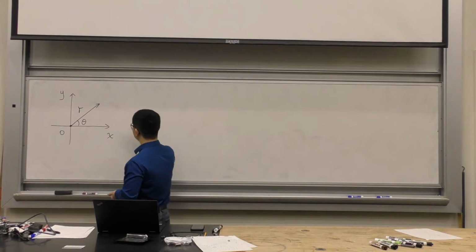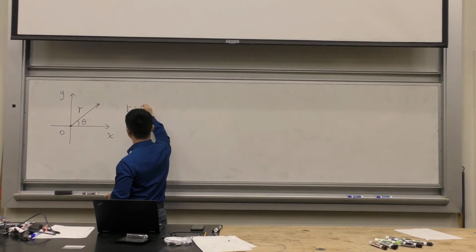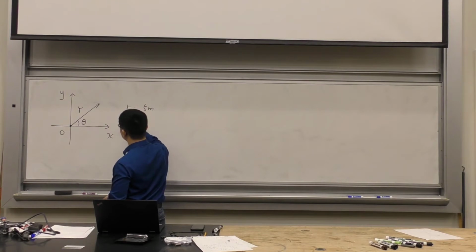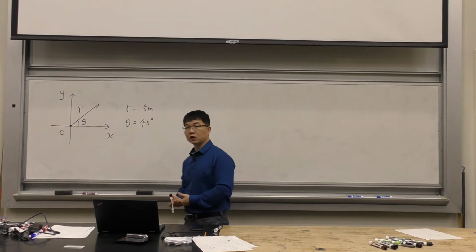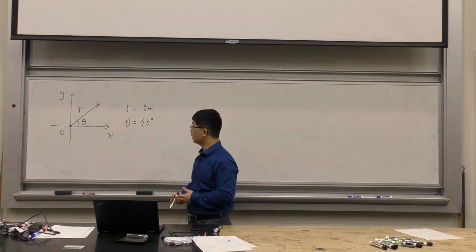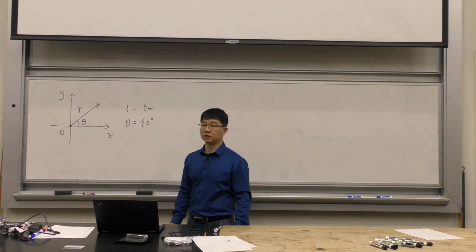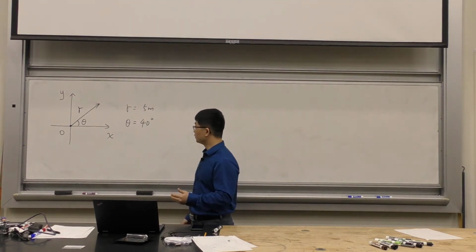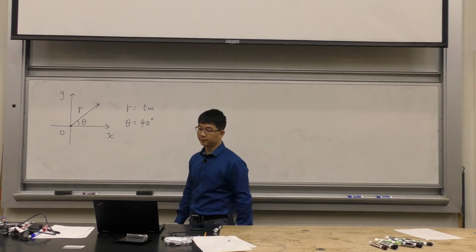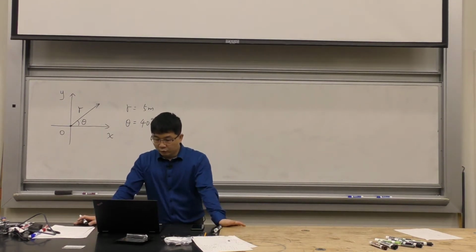For example, if I say r is 5 meters and the theta angle is 40 degrees, and I tell you these two numbers, you know all the information about this vector very precisely. The length, the magnitude, is 5 meters, and the direction is that it makes an angle of 40 degrees with the positive x-axis. So that's one way we can represent a vector.